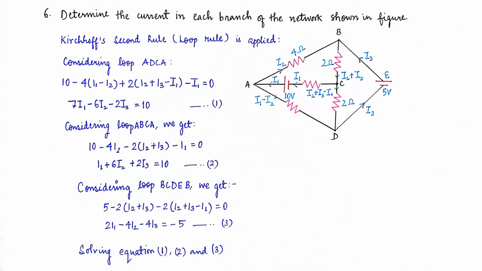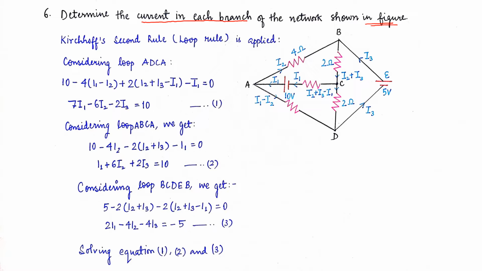Hello students, in today's lecture we will be solving example number 6, which is based on Kirchhoff's rule. We'll start with understanding the requirement of the question: determine the current in each branch of the network shown in the figure.